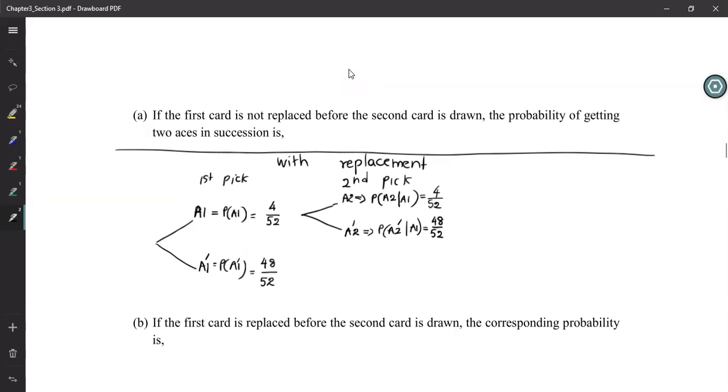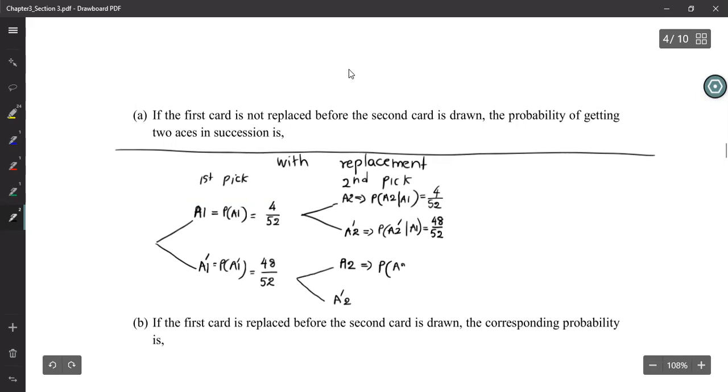Okay, so this is the first one, that is, your first pick was A. Now you move on to the next possibility, that your first pick was not an A. Again, when you come to the second pick, it can be an A or not A. Now, what is this probability then? Probability the second card is A, given that the first one was not A. Can you see the difference? The upper half is given that it was an A.